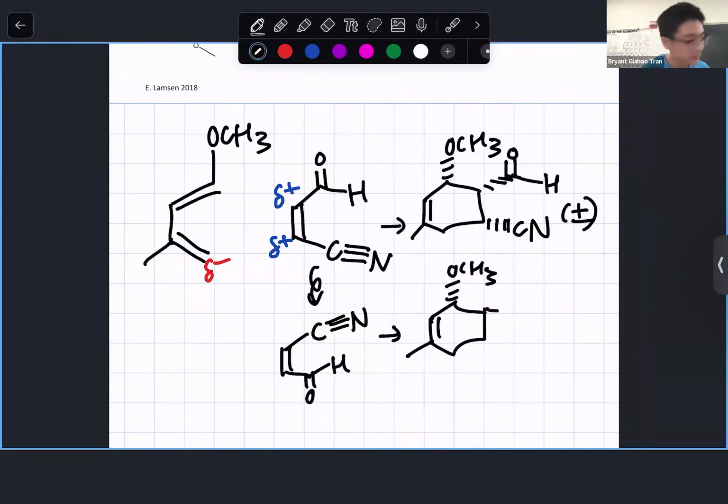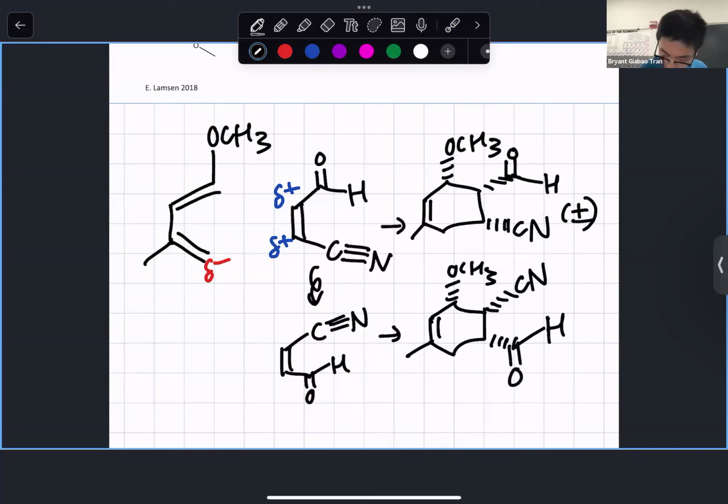Because instead of the aldehyde being ortho... oh no, you guys learned ortho, meta, para? Okay, yeah. So that ortho, meta, para stuff is more for benzenes. The aldehyde here in this product is 1 away from the OCH3. Wait, the nitrile, based on this one right here, is 1 away from the OCH3, and the aldehyde is 2 away from the OCH3, plus enantiomer.